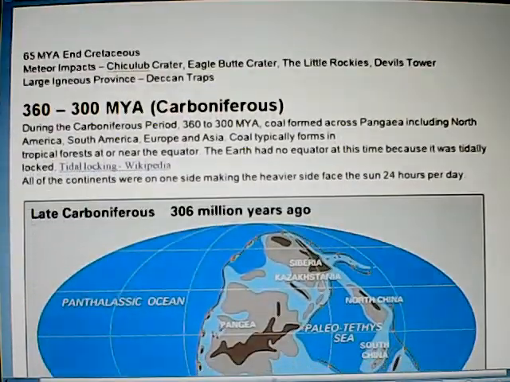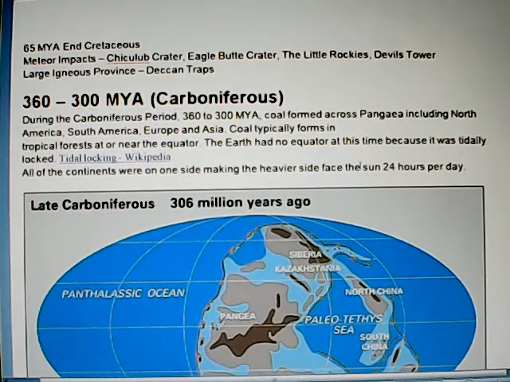And 65 million years ago, you have the Yucatan Peninsula impact. But there's also another confirmed crater in Eagle Butte in Canada. A line drawn between Eagle Butte and the Yucatan impact shows it crosses the Little Rockies and Devil's Tower, and the large igneous province or hotspot at the time was Deccan Traps.